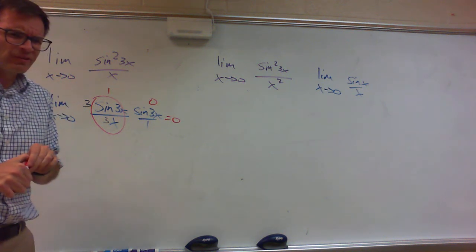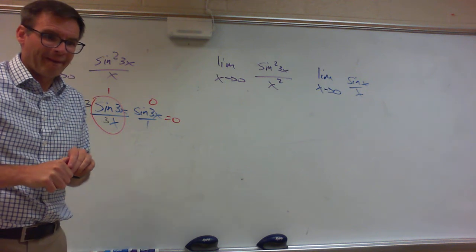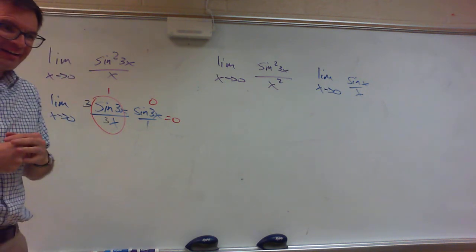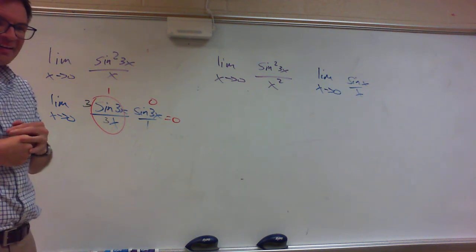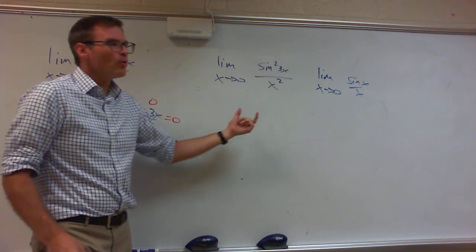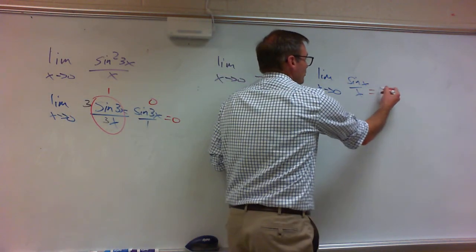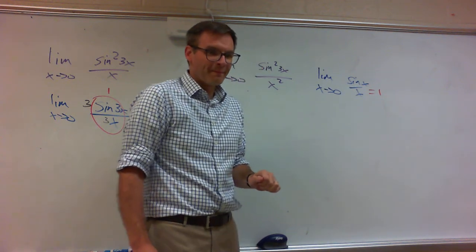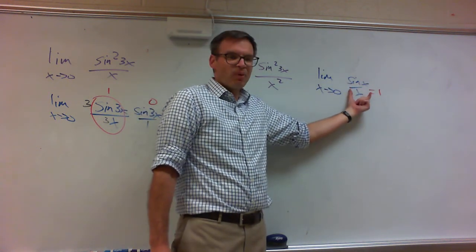Did I go too fast on that? Yeah, can you explain the sine of 3x over 3x, sine of 3x over 1, 1, 0, 3? Can you explain all that again, please? Okay. So are we okay with this part? Are we okay that sine of stuff over stuff is equal to 1? Yes. Okay. So as long as these are the same, I can say this part equals 1.